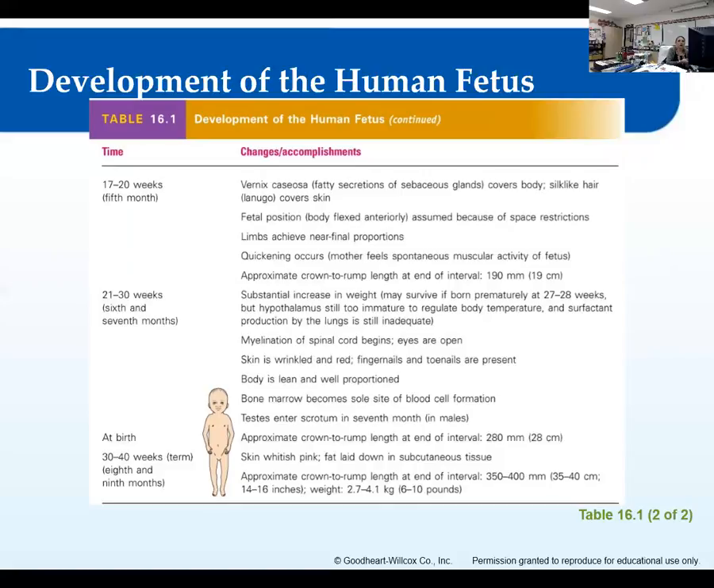Vernix covers the body at 7 to 20 weeks, and then they have lanugo, which is this silky hair. If babies are born premature, a lot of times they'll be really hairy, and that's why. They lose some of that later in the pregnancy, but it's very silky, very soft. The vernix is sebaceous secretions, really oily, which keeps their skin oily and soft. They're starting to get restricted on their space, so they kind of get in the fetal position. Everything gets kind of proportioned out. Quickening occurs, which is where the mother starts to feel movement.